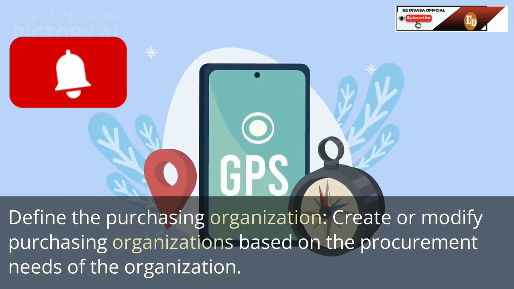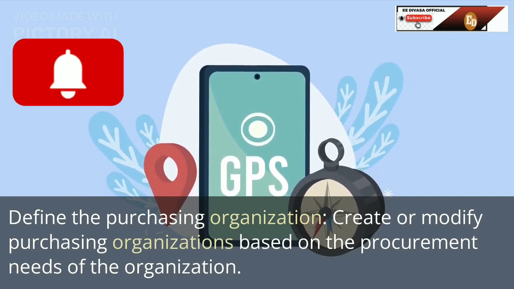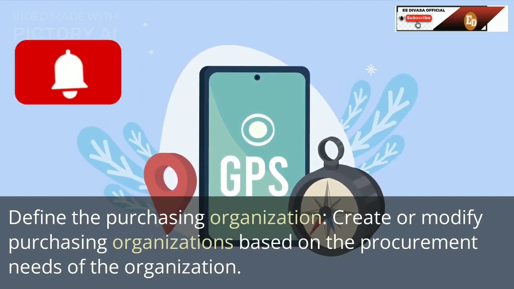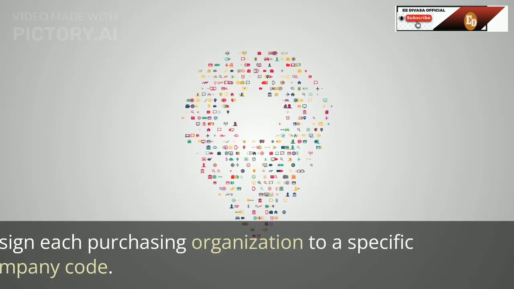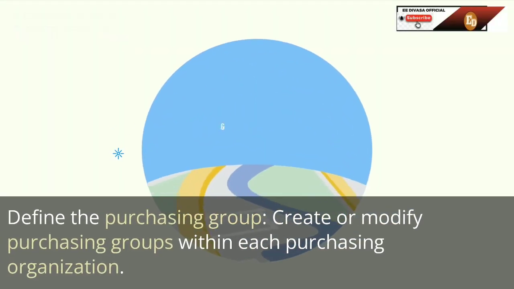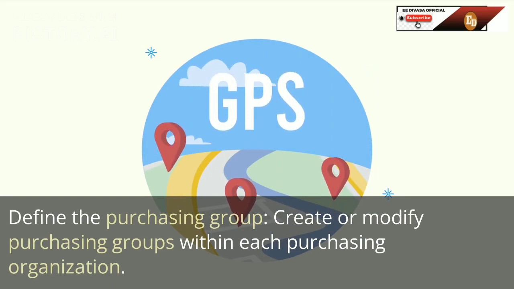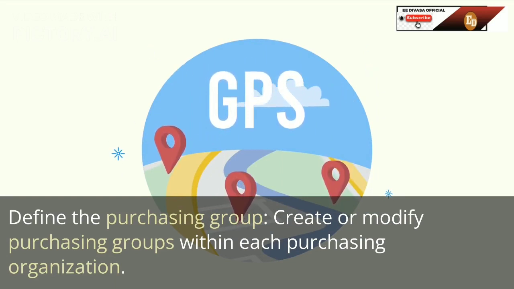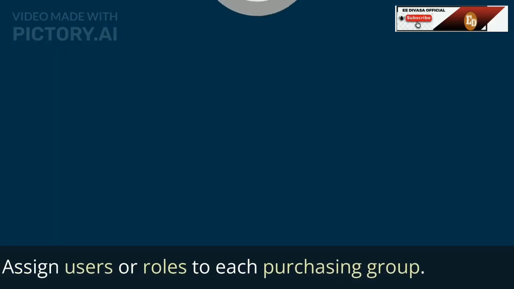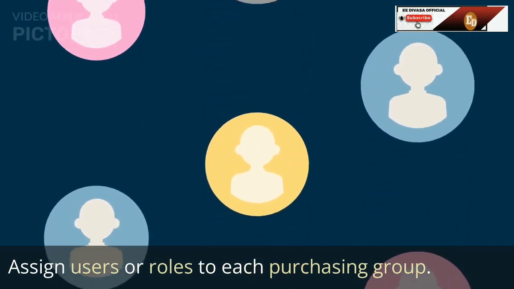Define the purchasing organization. Create or modify purchasing organizations based on the procurement needs of the organization. Assign each purchasing organization to a specific company code. Define the purchasing group. Create or modify purchasing groups within each purchasing organization. Assign users or roles to each purchasing group.